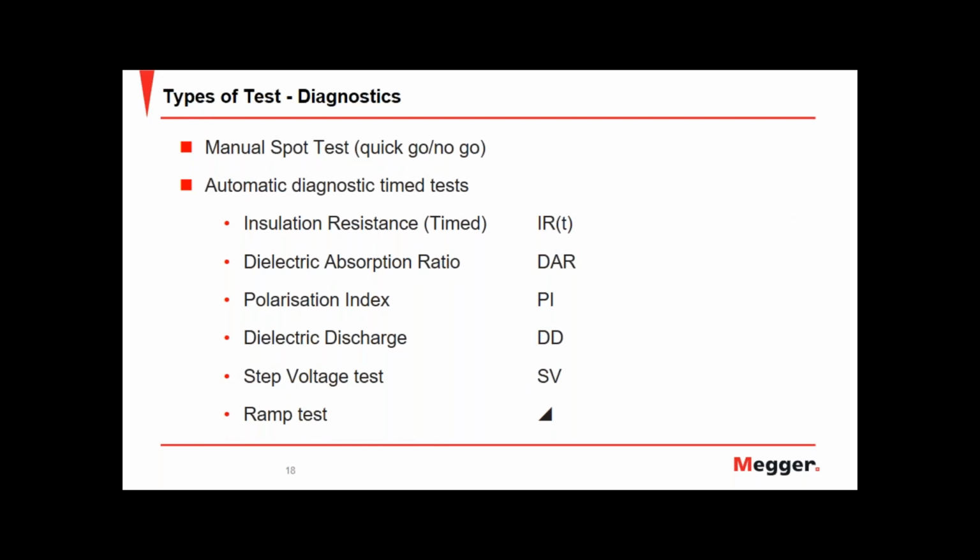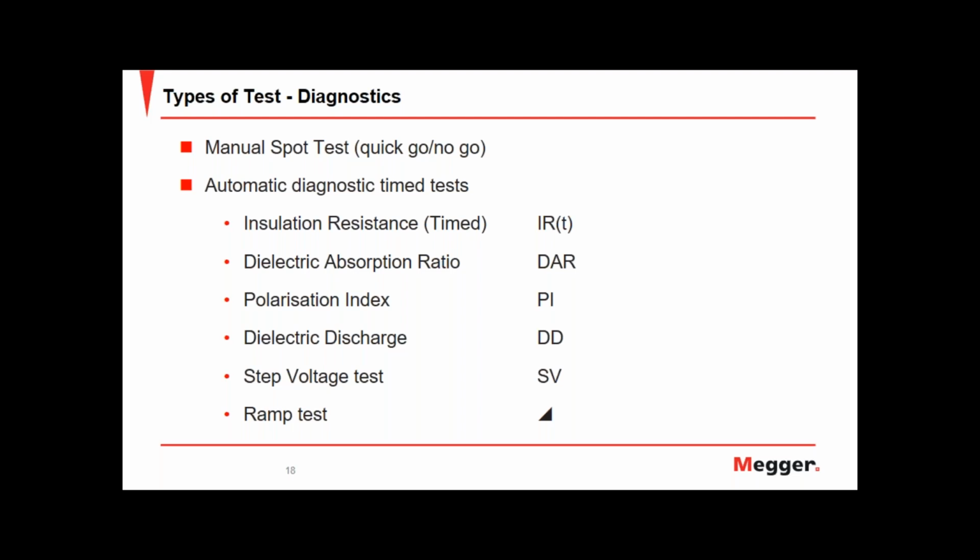Okay, let's move on to the types of tests. There's a very basic test, which is what we call a spot test. It's a manual test. You simply press the button. The instrument outputs a high voltage. The asset under test is charged, and you can either lock it on or continue to keep it pressed for as long as you want to go. Once you think that you've got a stable reading, you can stop the test there and save the value. Okay, so it's a quick no-go test. It's quick to perform, shouldn't be undervalued.